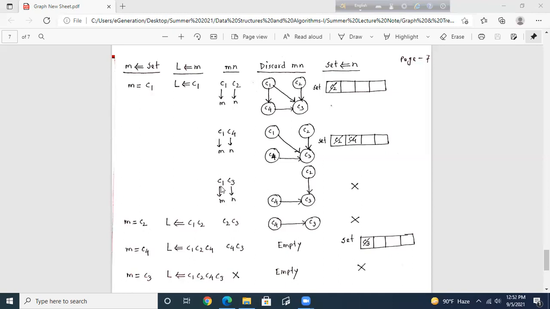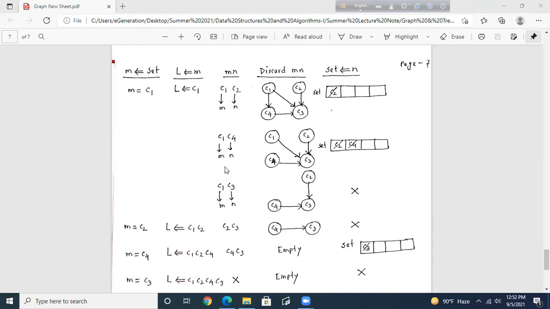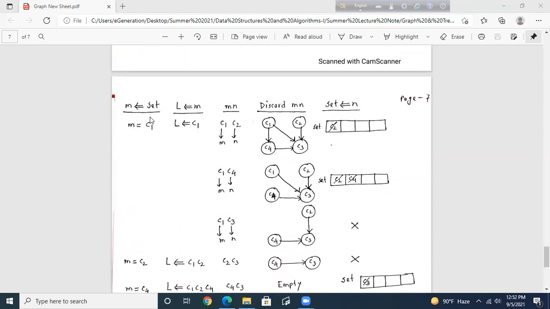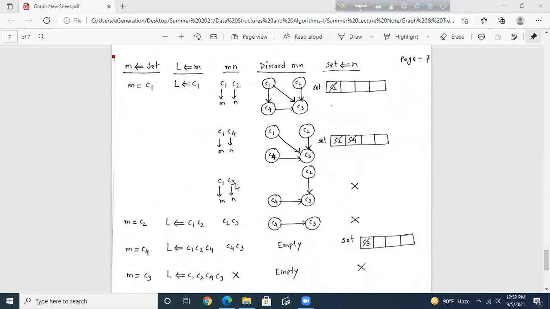Then, dear student, because our M value is C1, C1 to C3. I have to discard those edges, the C1, C3 edge. After discarding this one, my graph is this one. Now, dear student, you have to check whether you can write N inside the set or not.